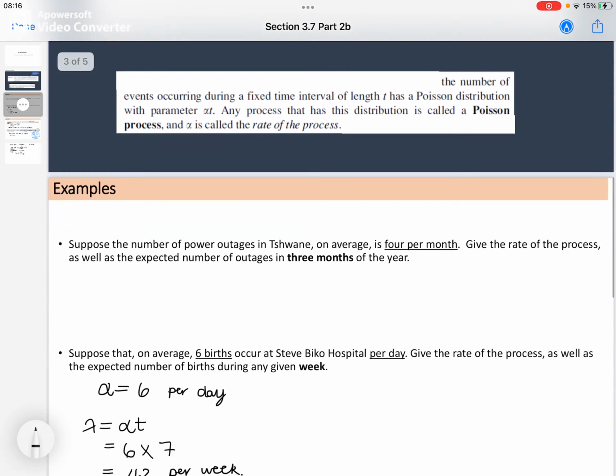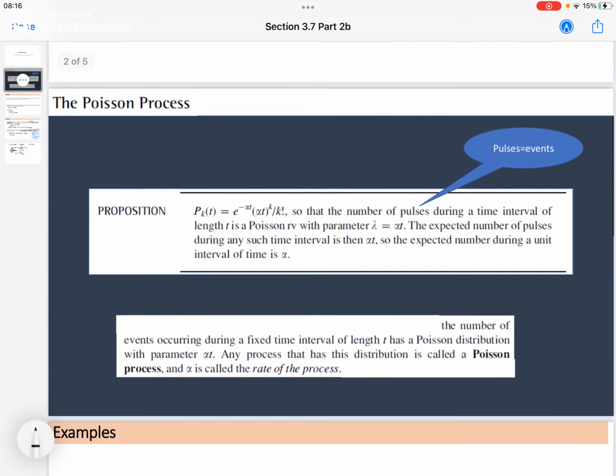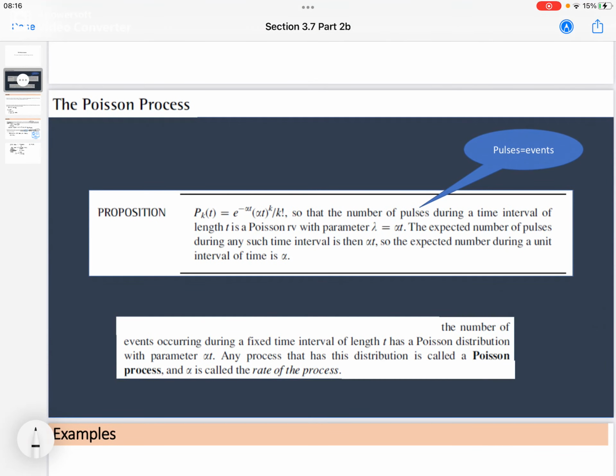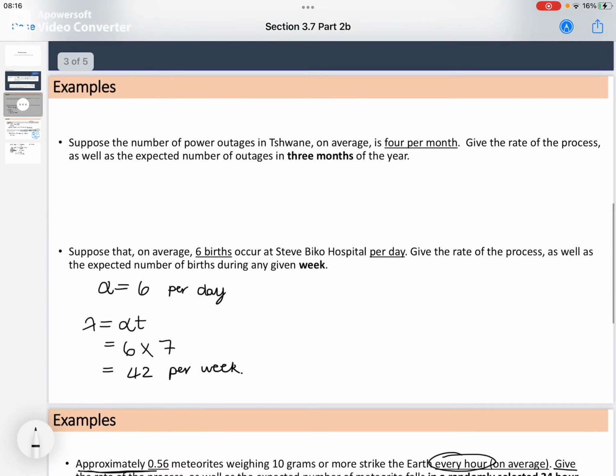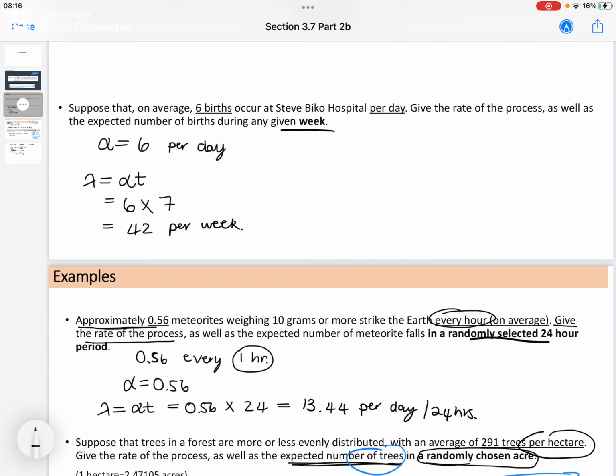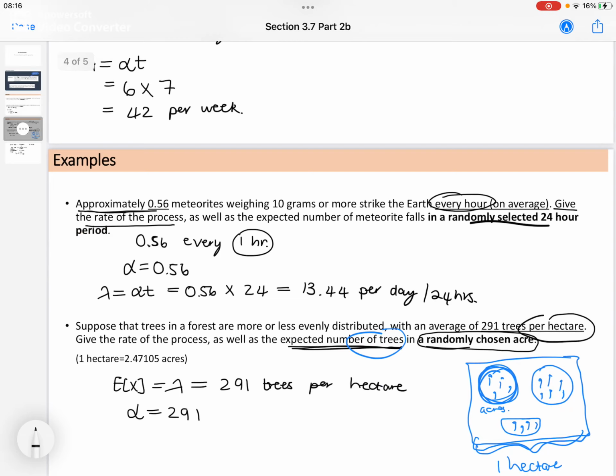All right, so do you understand the Poisson process? With the Poisson process, essentially what we're doing is recalculating the value of lambda for specific time periods. Okay, that's why we have alpha t, and lambda is equal to alpha t. So you should be able to calculate lambda for different periods of time or space. All right.